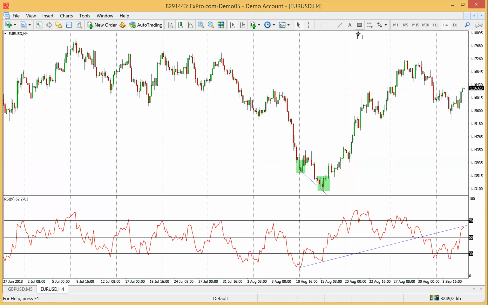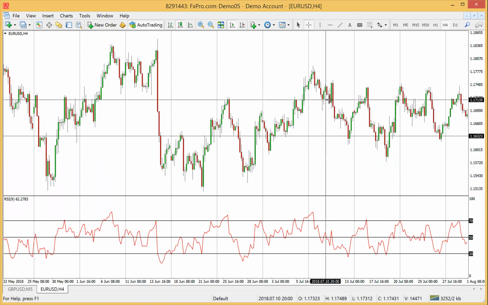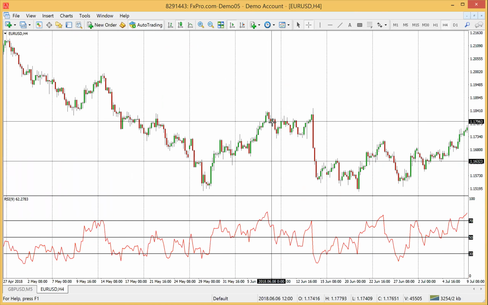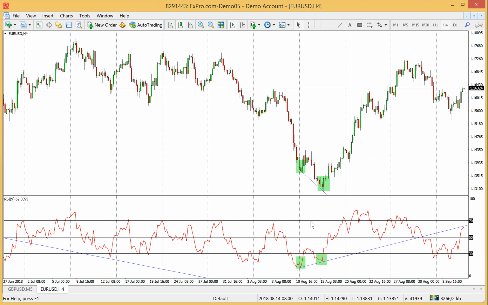So for bullish divergence, price needs to slope downwards, RSI slope upwards. For bearish divergence, price needs to slope upwards, as you can see, it goes up, and the RSI needs to slope downwards. So that's for Jay. Jay asked about the divergence.